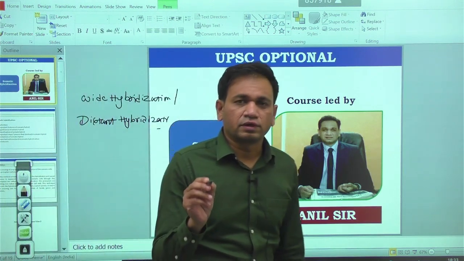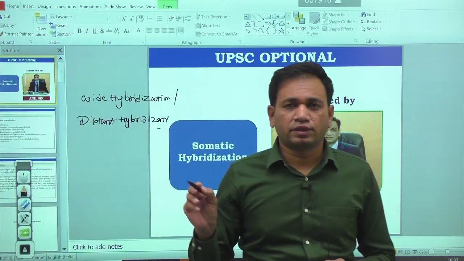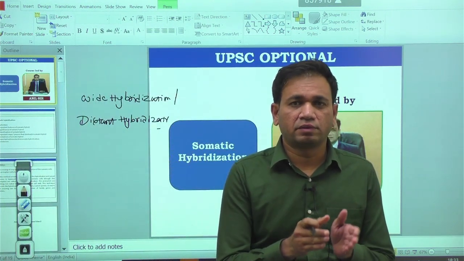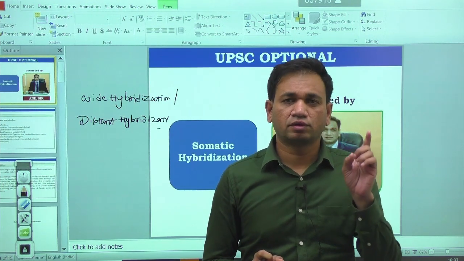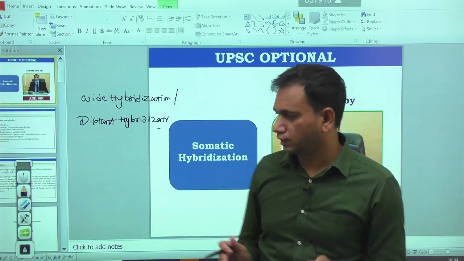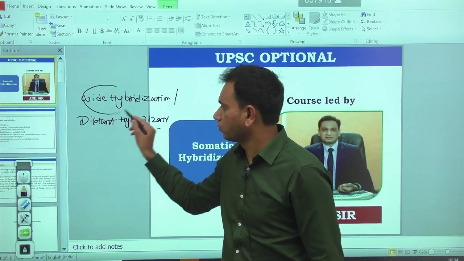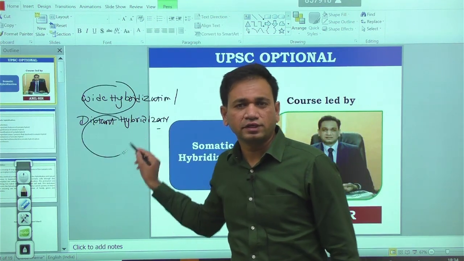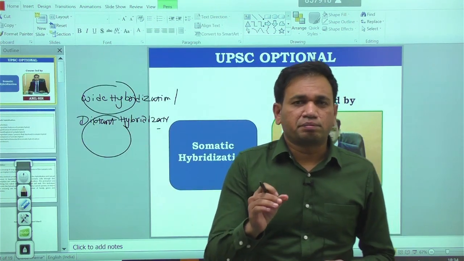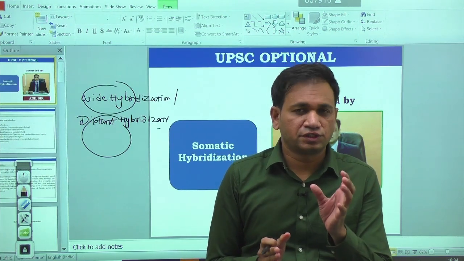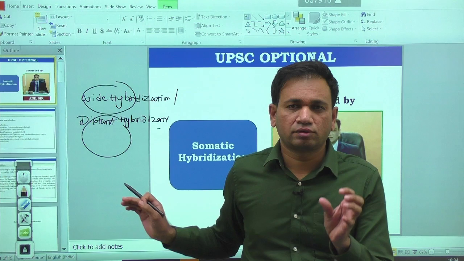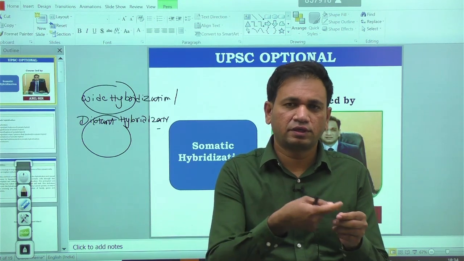Every year we can expect a good number of questions on somatic hybridization, either a 15 or 20 marks question. Somatic hybridization is sometimes also called wide hybridization or distant hybridization. This means irrespective of the plant species, hybridization is possible in the case of somatic hybridization. Here we are taking somatic cells.